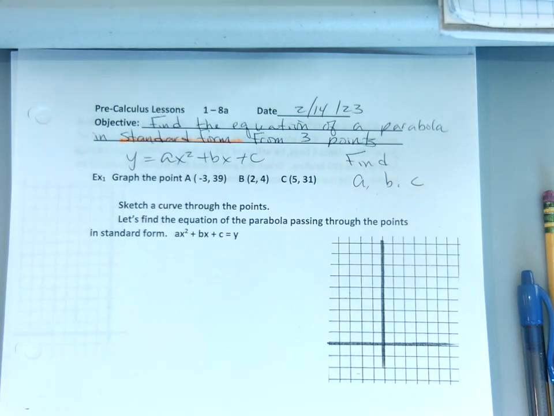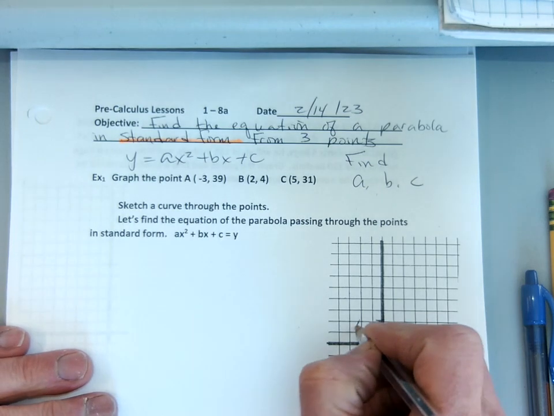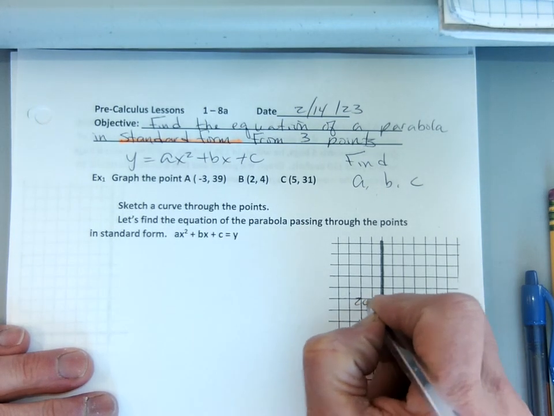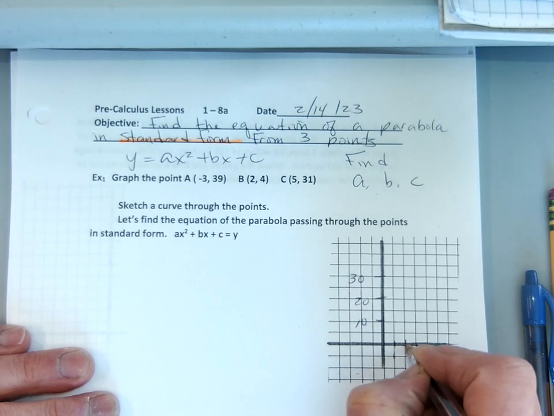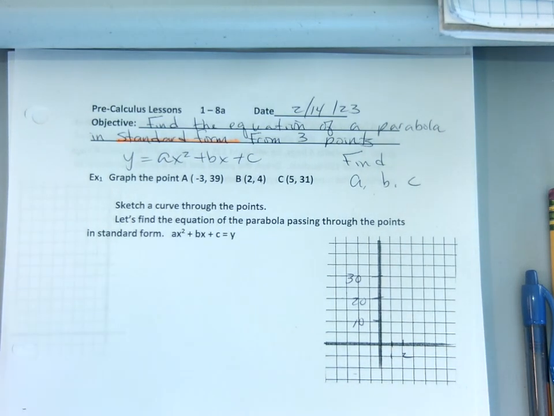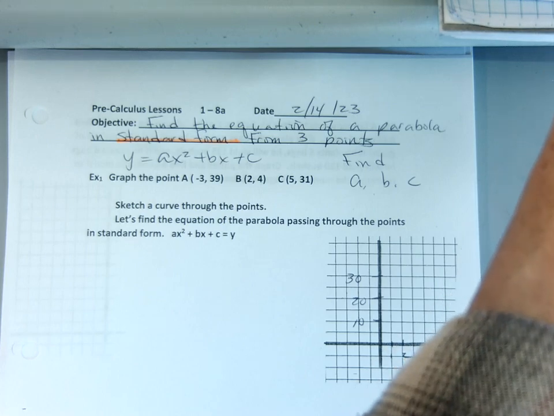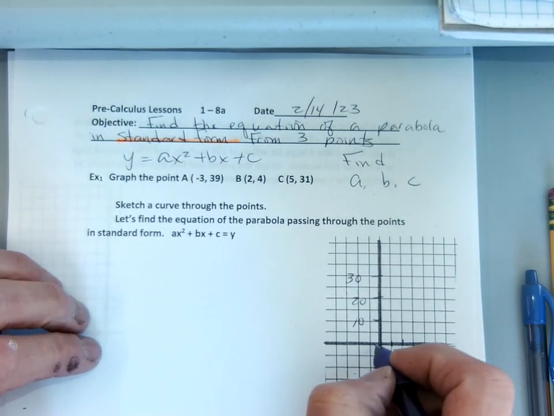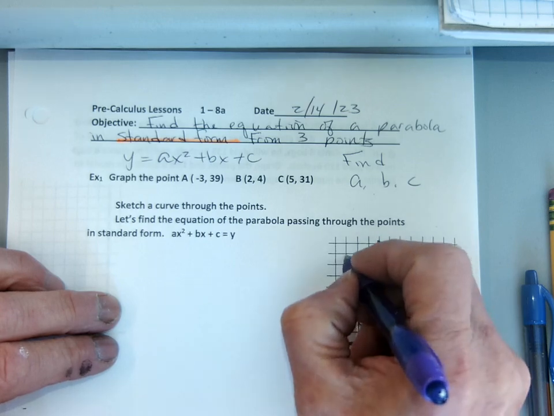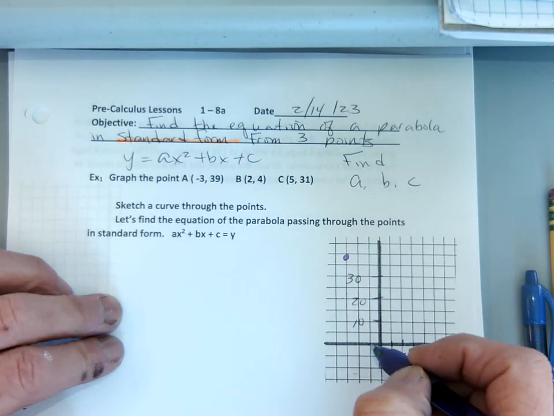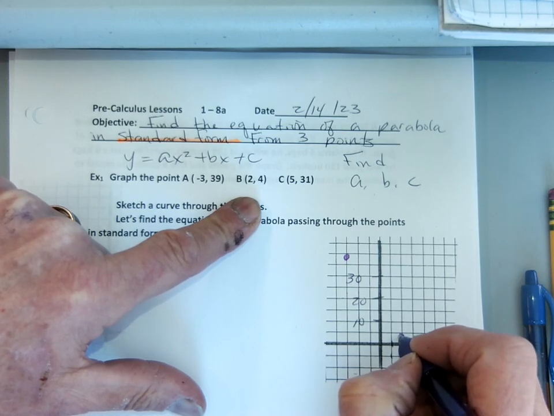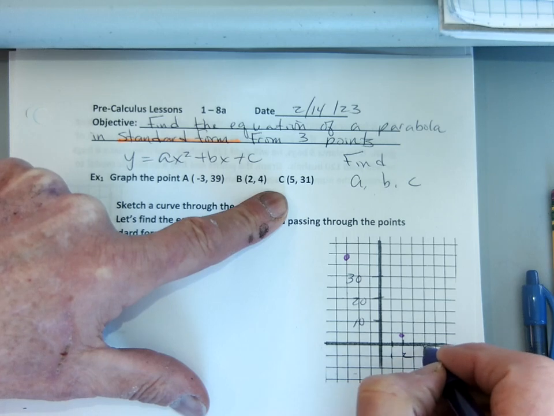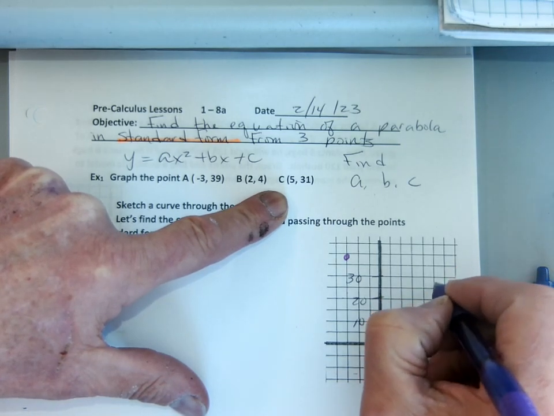If I graph the first one, I might have to change my axes a little bit. Might have to go by maybe 10, 20, 30, and I'll go by ones here. I'll change my scales so everything will fit. And then if I were to graph -3, 39, it's about there. And 2, 4, it's about there. And then 5, 31 is about there, okay?